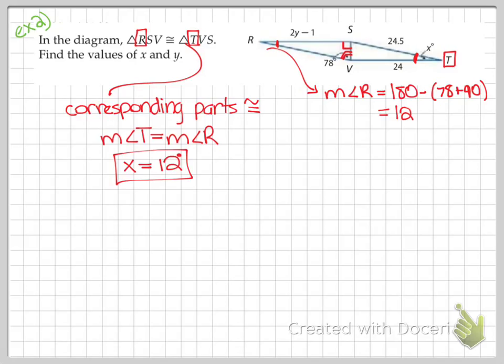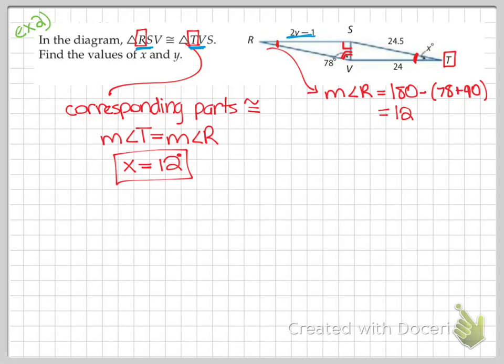So that's how we can use corresponding parts to find missing measures. Now let's shift to y. The place where we have y is this side RS right here. We have that 2y minus 1 equals length RS. If we look at our congruent statement, RS pairs up with TV.